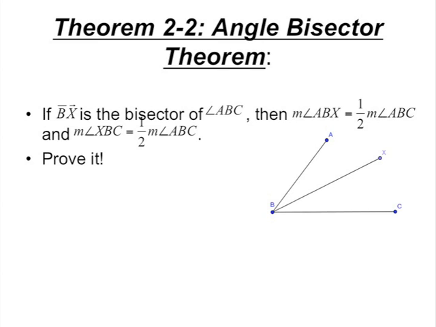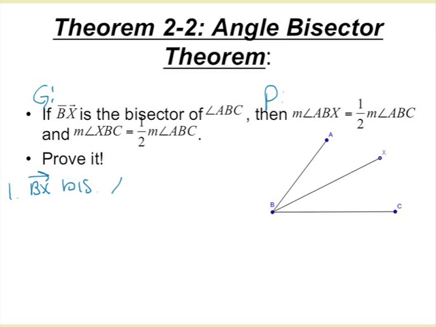So as we write this out, keep looking back to what we had written in that first one, and you're going to notice a whole lot of similarities here. So once again, the if is our given part. The then is what we're trying to prove. So we're going to begin by saying BX bisects angle ABC as our given.